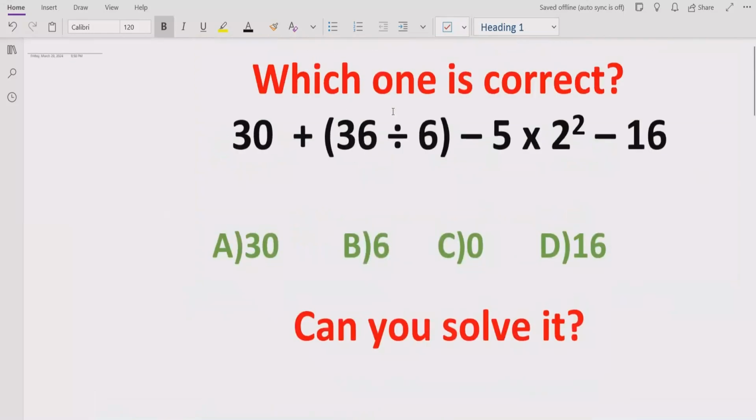So I hope you understand how we can solve this expression with the PEMDAS and BODMAS method and get the correct answer. In our answer list, we have this answer C, which is equal to 0. So this is the correct answer of this expression.